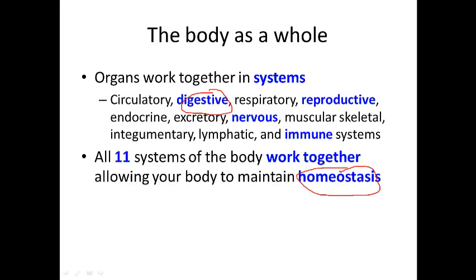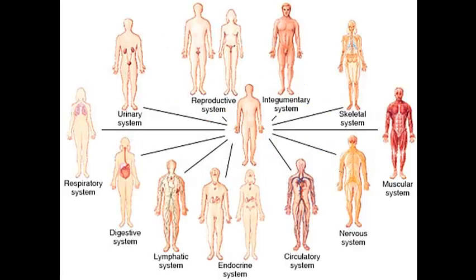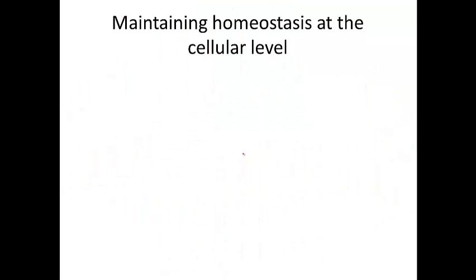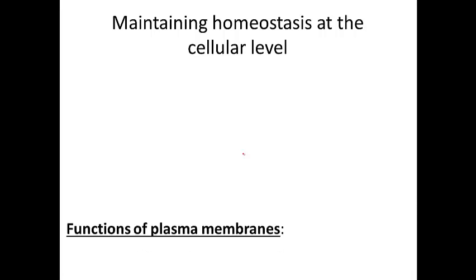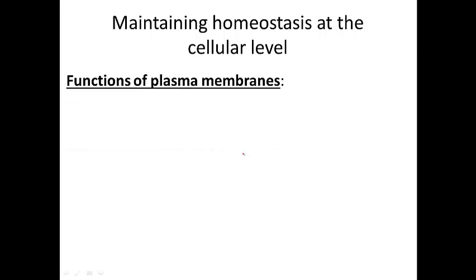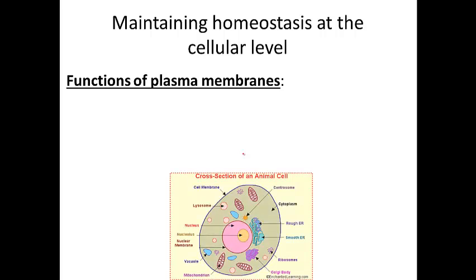This term is really broad because you can talk about homeostasis at the very smallest level. You can talk about the cell, or you can talk about the body as a whole. Okay, here are the 11 different systems that we just briefly mentioned earlier. So we're going to focus at the cellular level. Okay, so we're going to be looking at plasma membranes. Plasma membranes are the same exact thing as cell membranes.